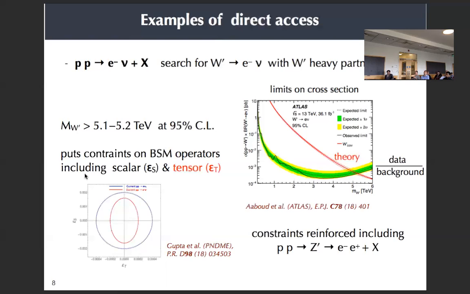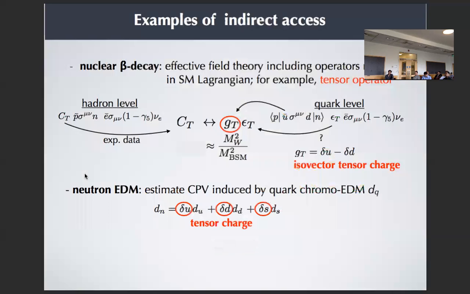Probably you can't read the scale. Here it is from minus 10 to the minus 3 up to 10 to the minus 3. And here between minus 2 times 10 to the minus 4 up to 2 times 10 to the minus 4. So it's really very tight constraints on the size of these couplings. Okay, now examples of the other class of exploration, so indirect access.